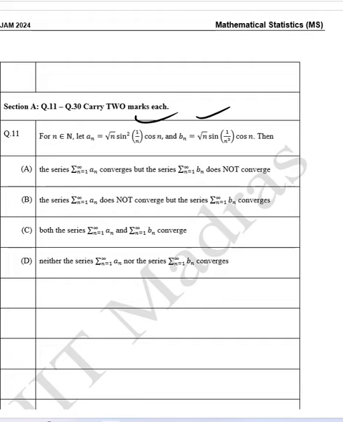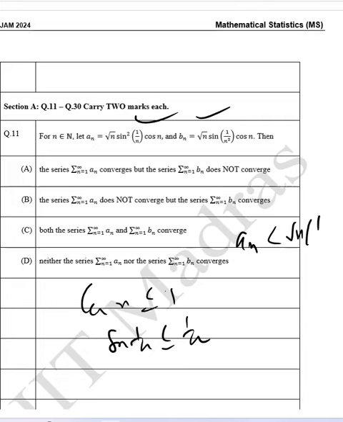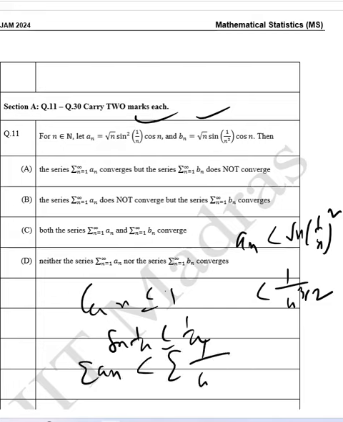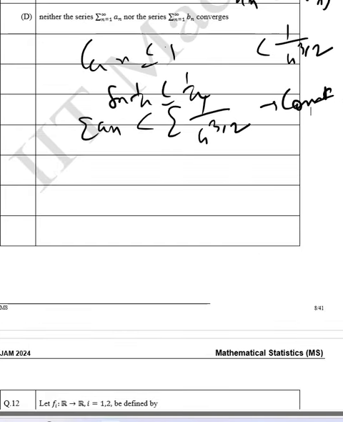So we know that cos n is less than or equal to 1 and sine of 1 by n is less than or equal to 1 by n for all values of n. So An is actually less than root n times 1 by n times cos square. So that is 1 by n to the power 3 by 2. So the summation of An is less than the summation of 1 by n to the power 3 by 2. This is convergent. Okay.